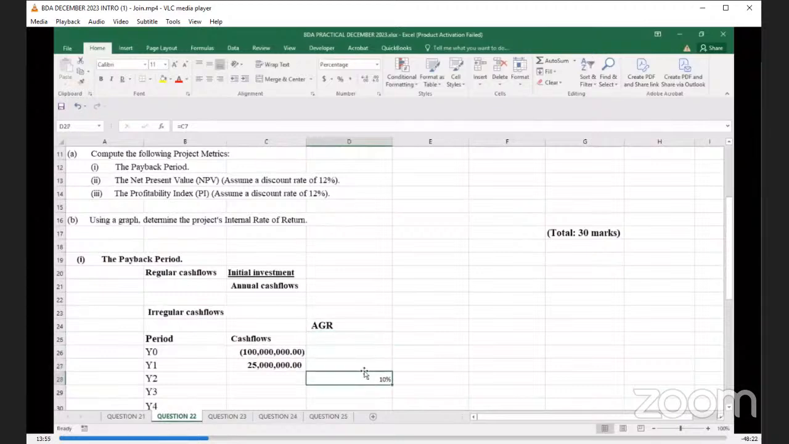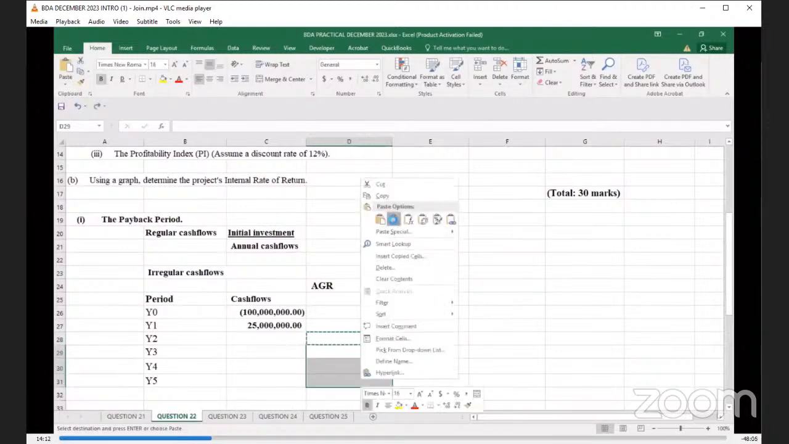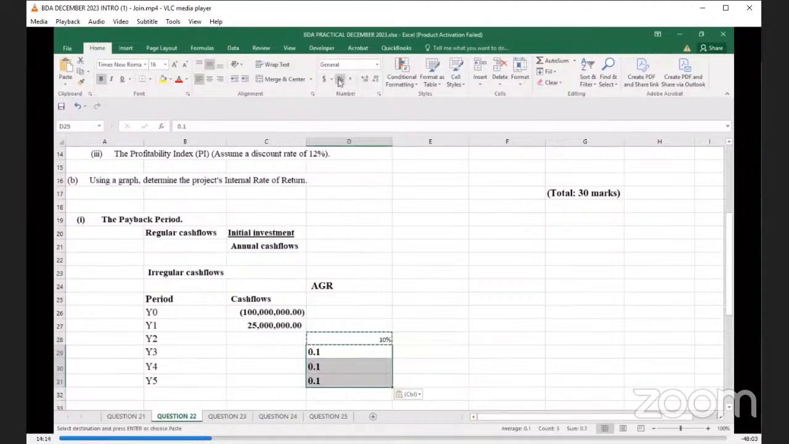From year 2 onwards, you'll find that we'll be having the growth rate of 10% all through. So literally here, let me have 10%. So basically, I'll be having my 10% all through. These are what we should be having.